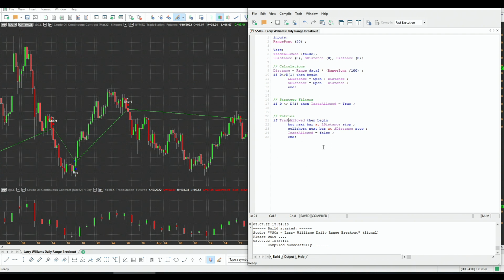Now, in this case, the exit is the opposite. So I'm only entering and only exiting on the opposite side. I'm doing this just to find out if there is an edge using this strategy.